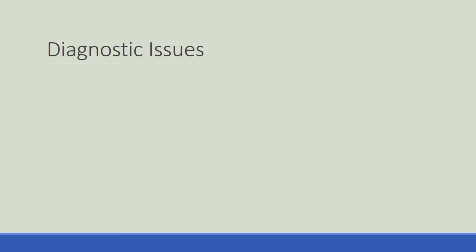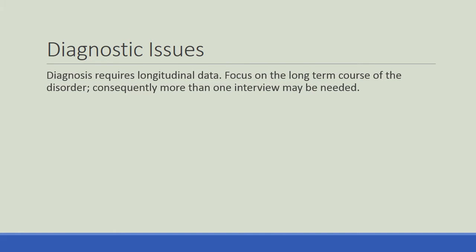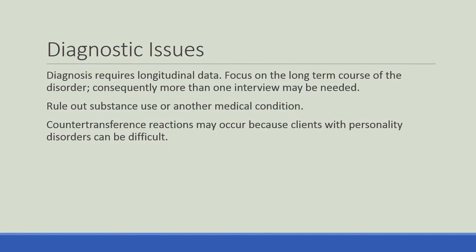In this unit, we'll look at how clinicians go about identifying and diagnosing personality disorders. Now, this is not an easy task. There are some important diagnostic issues associated with personality disorders. Diagnosis requires longitudinal data and a focus on the long-term course of the disorder. Consequently, more than one interview may be needed. So you have to take a careful history and perhaps even talk to some family members. You need to rule out substance use or another medical condition. As we have learned, substance use can be chronic, and it can be a contributing factor to ongoing relational problems.